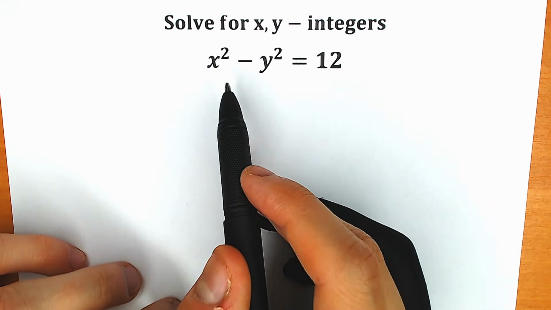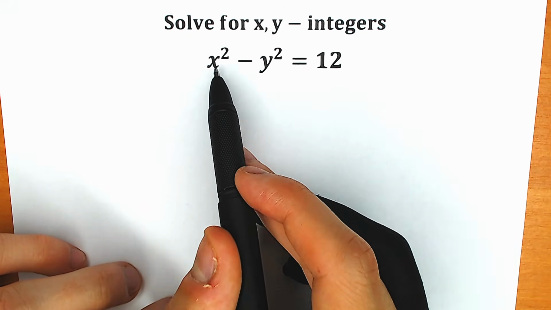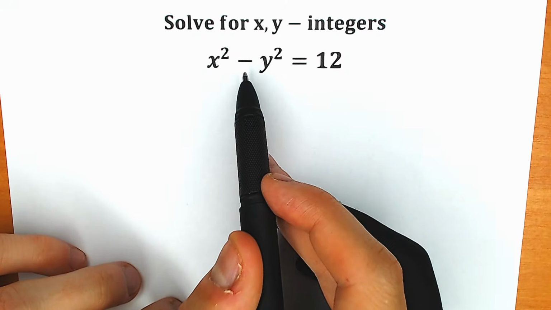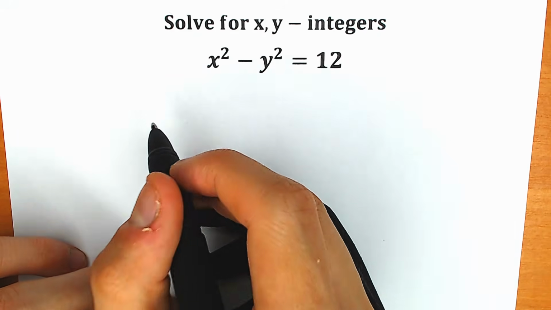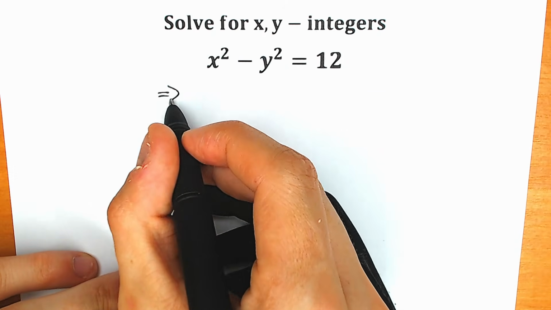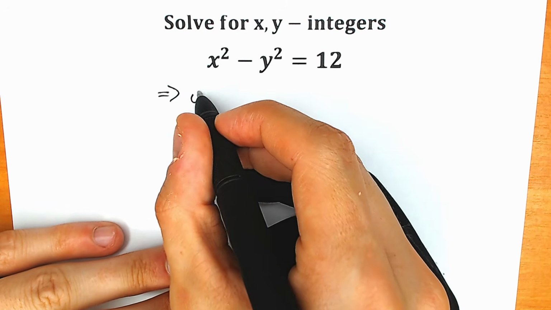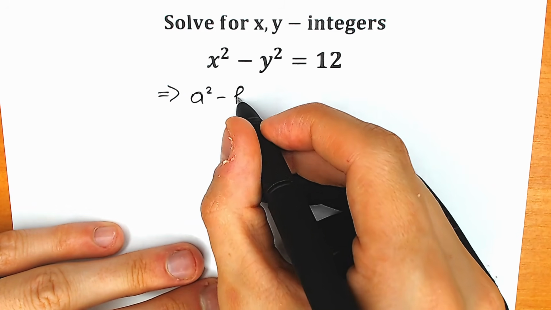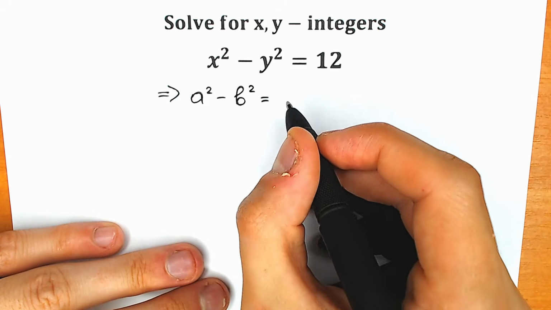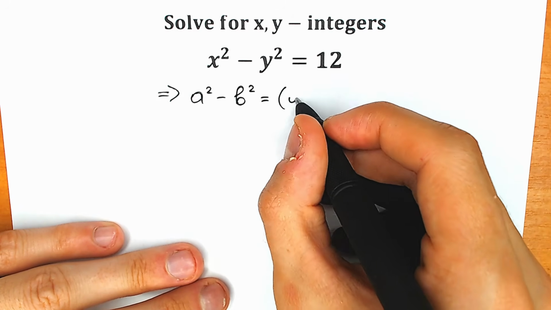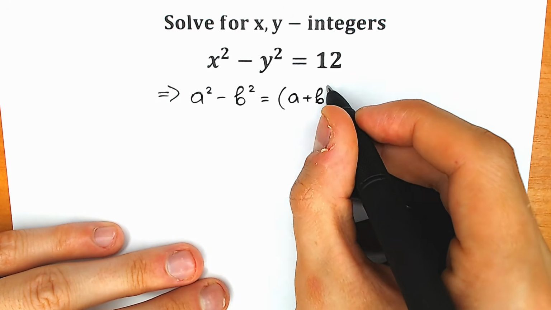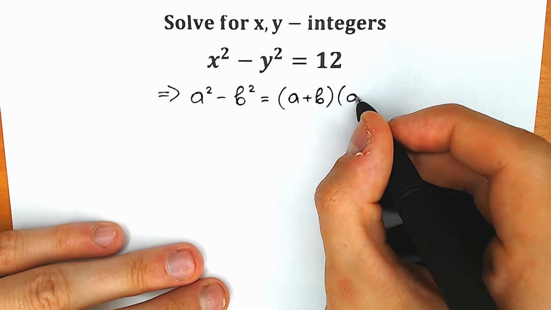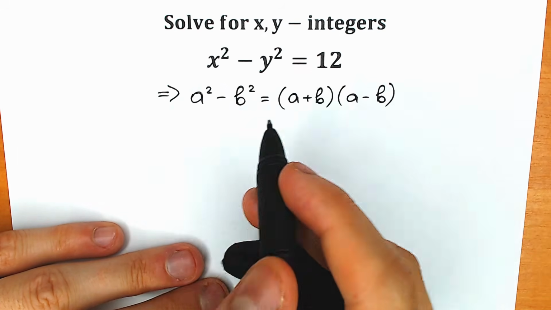Okay, so how can we solve this question? First of all, we need to mention that we have a difference of squares. We have x squared minus y squared, and from school you need to know a really important formula. I'm going to write it in terms of a and b: a squared minus b squared, and in terms of factoring, this is equal to a plus b times a minus b. And let's apply this formula right here.